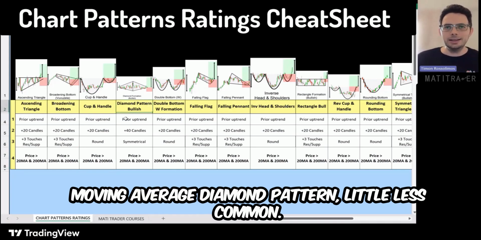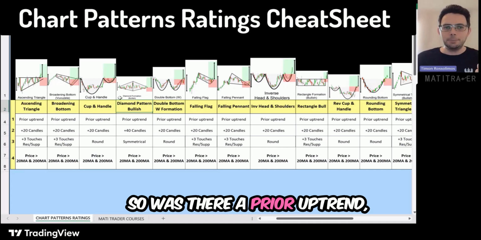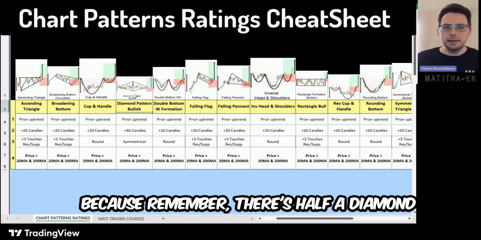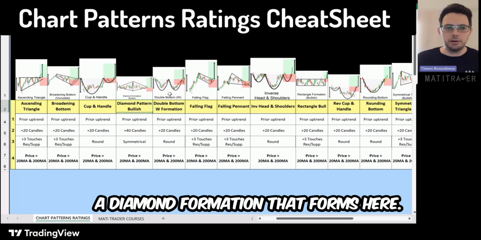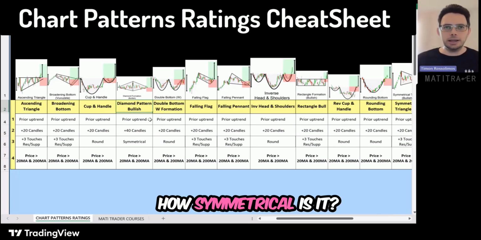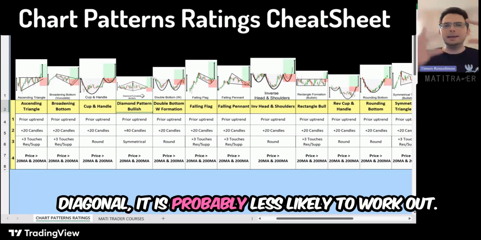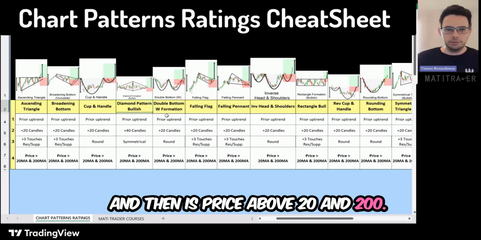Diamond pattern, a little less common. It's quite rare, but it does happen. So was there a prior uptrend? Are there more than 40 candles? Because remember, there's half a diamond formation that forms here and half a diamond formation that forms here. How symmetrical is it? If you see the diamond formation is a bit diagonal, it is probably less likely to work out. So how symmetrical is the diamond formation? And then is price above 20 and 200?